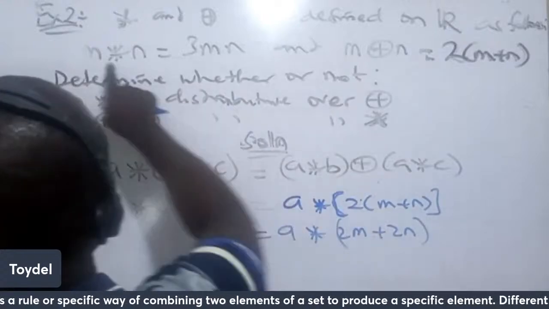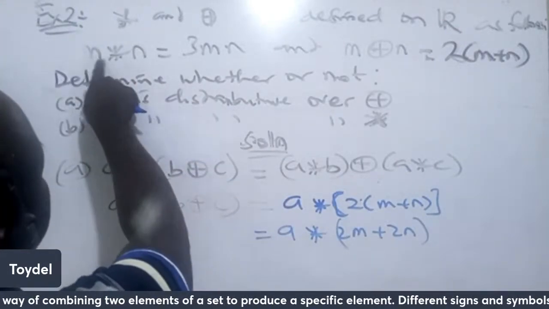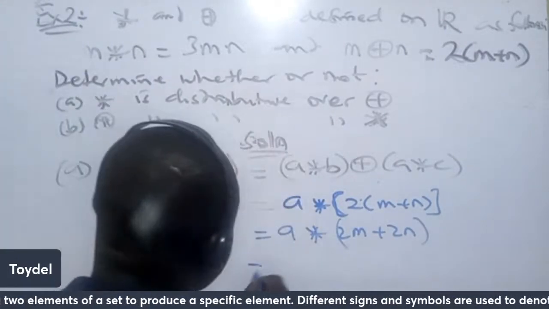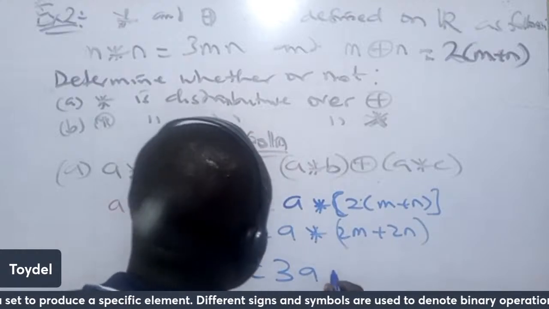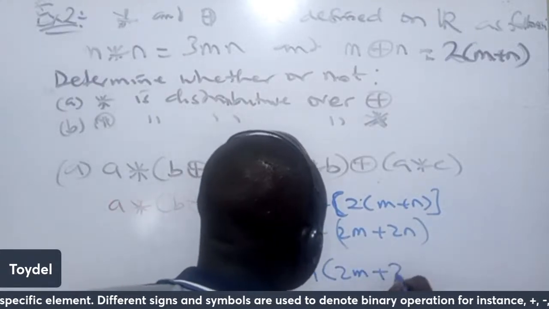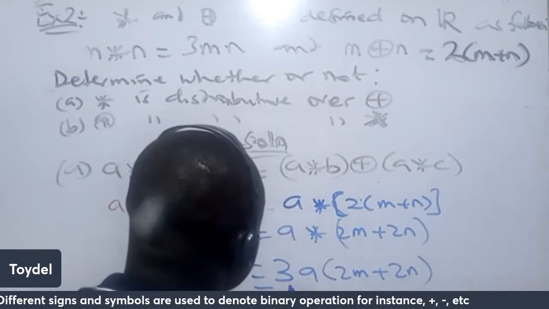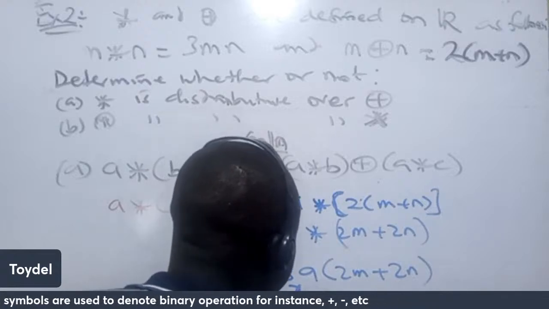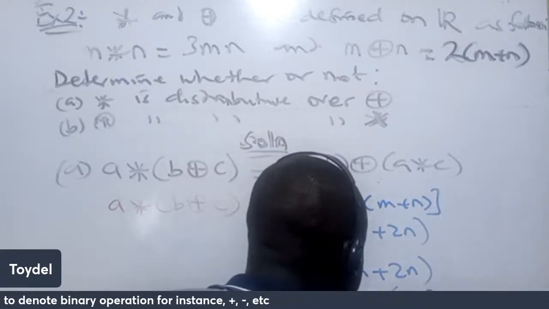Then asterisk is defined as what? M asterisk n is 3mn. So here I'm going to have 3a into bracket 2m plus 2n. Then at the end of the day, I'm going to have 6am plus 6an. And that's what I'm going to get.